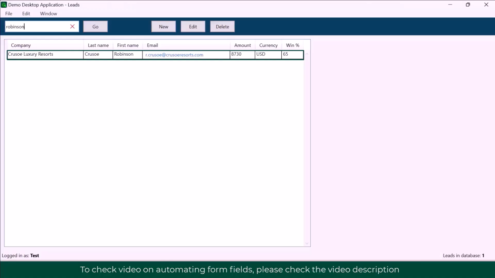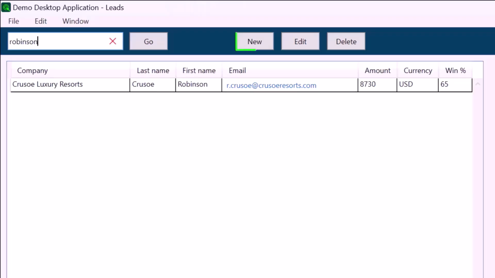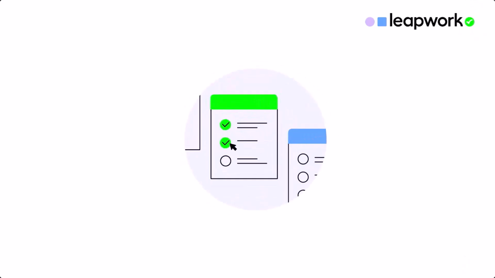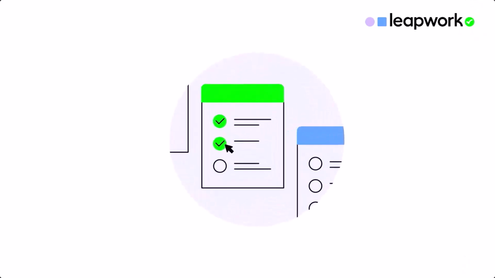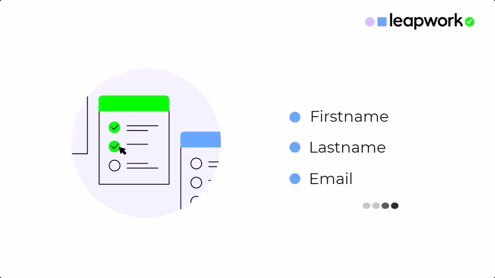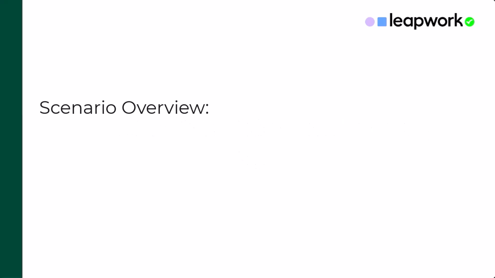Today, we're taking things a step further. You will learn how to automate the entire process of creating a new contact in the demo desktop app. So, what happens when you create a new contact on any website or application? You need to enter details, right? Usually that means typing in the first name, last name, and email manually. But wouldn't it be great if you could just automate that? That's exactly what we'll do.